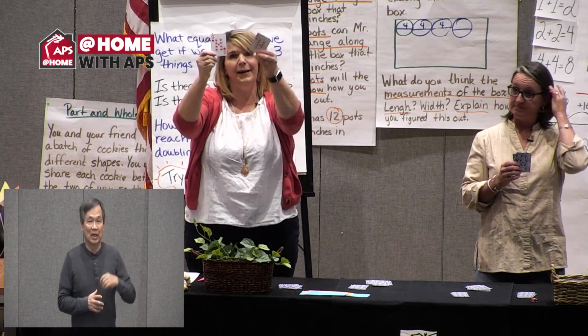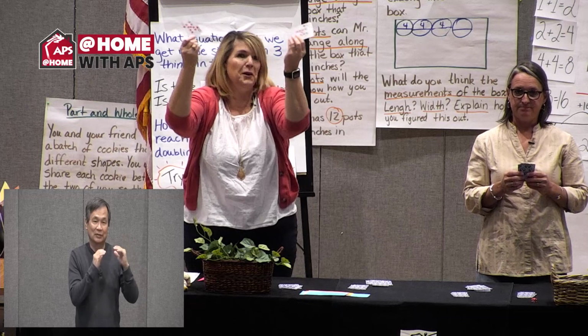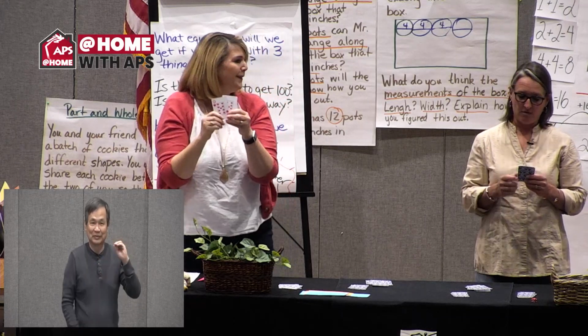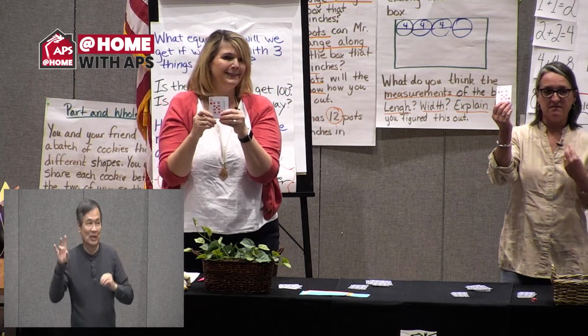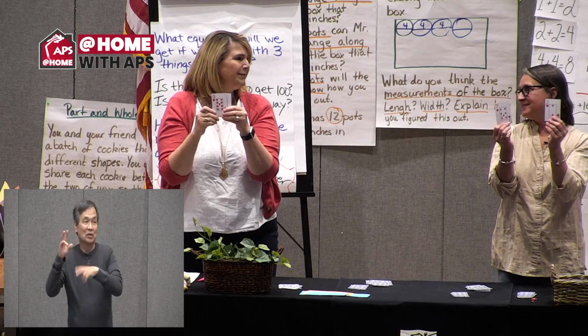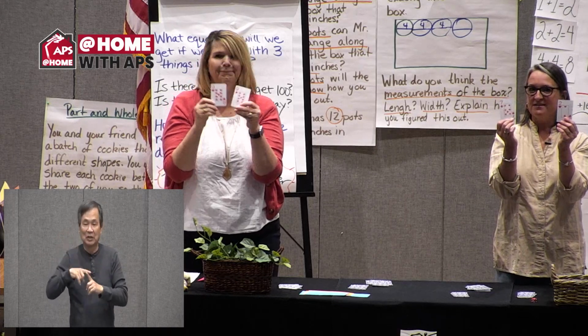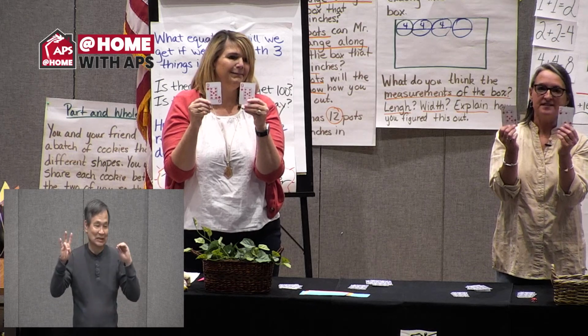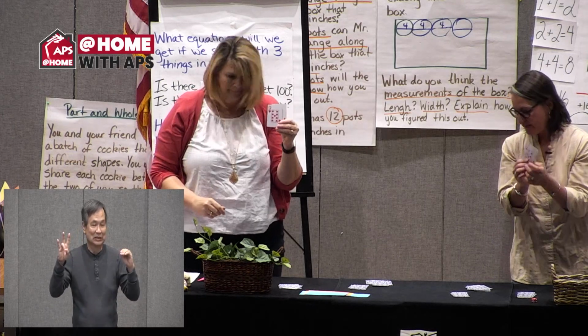I have a 9 and a 9. So 9 take away 9 is going to be 0. All right. Well, I have a 7 and a 2. And I know my 5 pluses, so I know that 5 plus 2 is 7, so 7 minus 2 is going to give me 5. Yep. So I'll win that one.